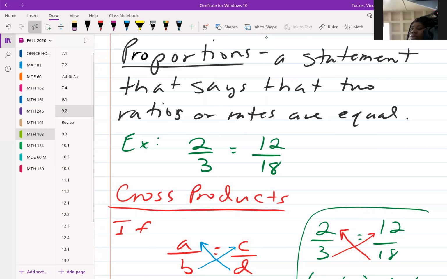All right. So proportions, like I said, last thing, is a statement that says that two ratios or rates are equal. So an example of that, 2/3 is equal to 12/18. So basically saying that you have these two fractions that are equal to each other. That is a proportion.